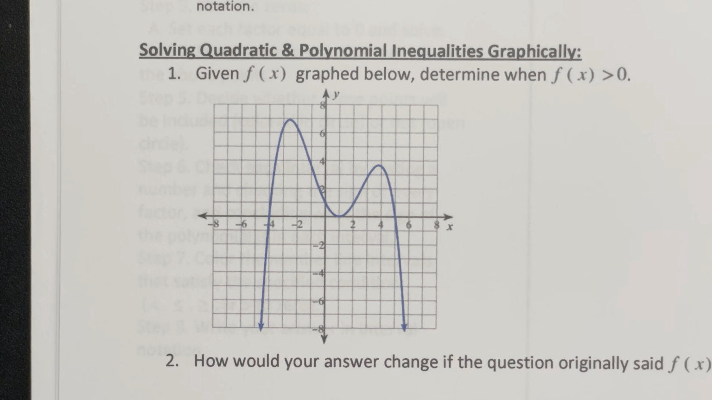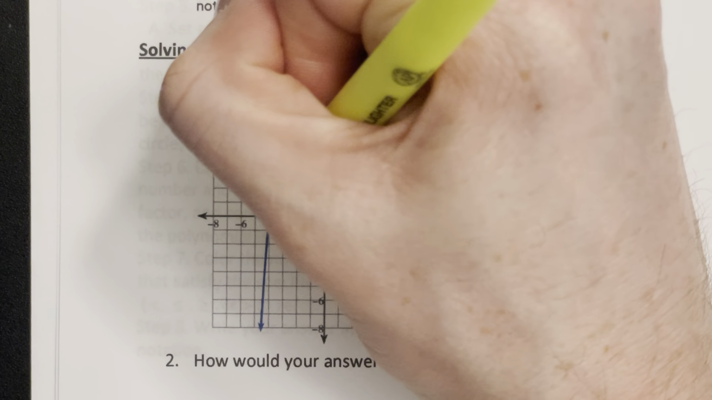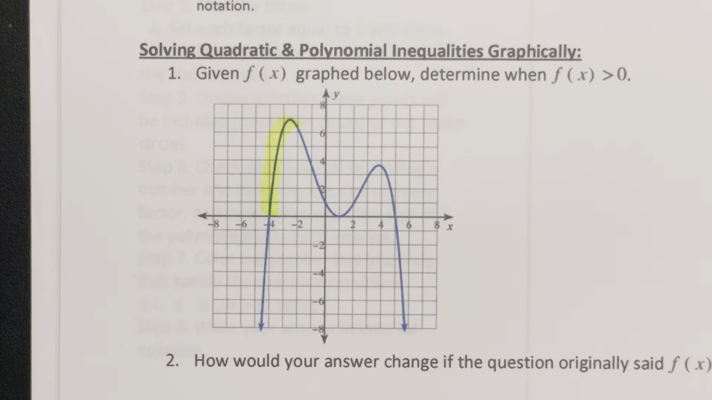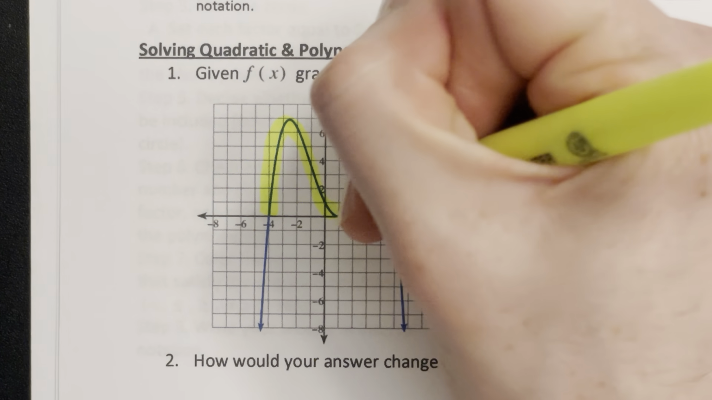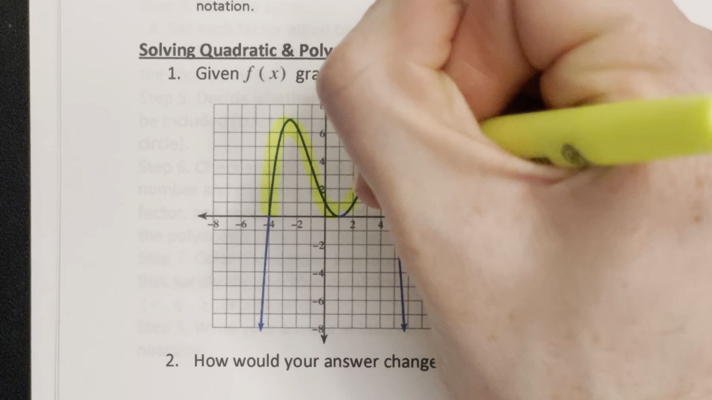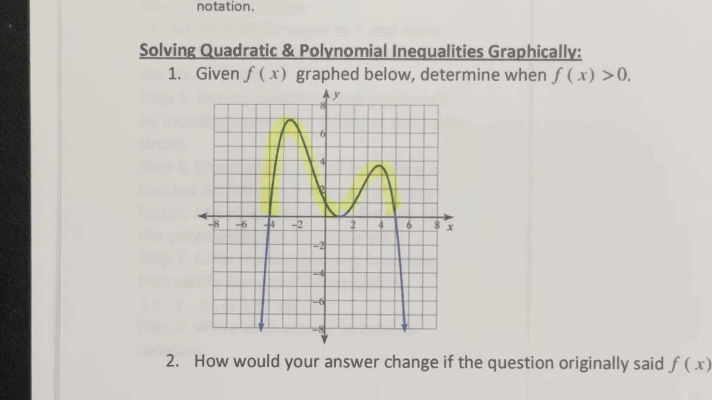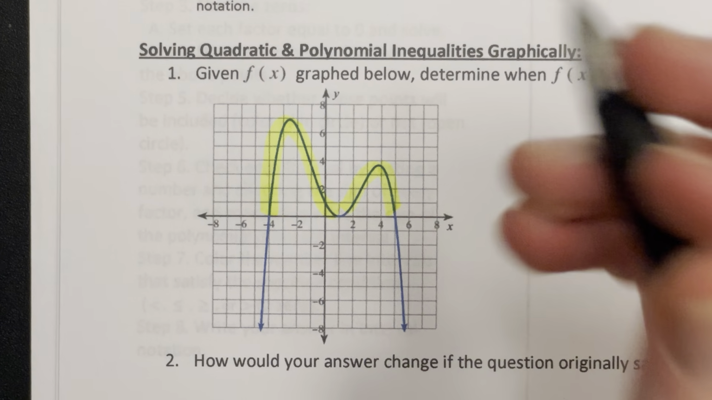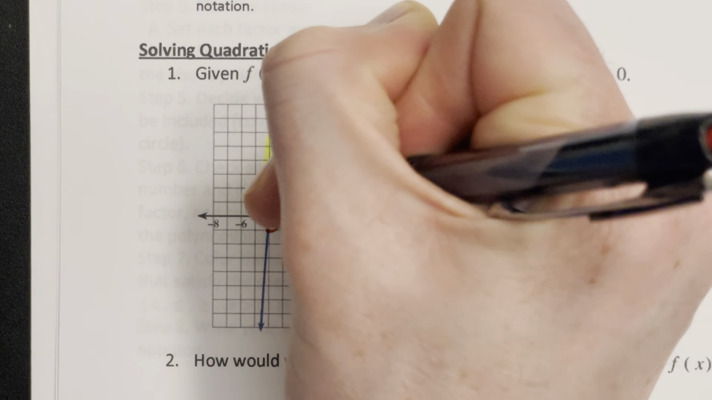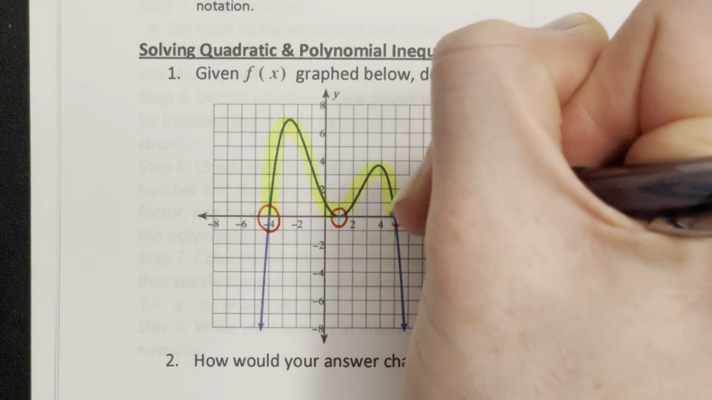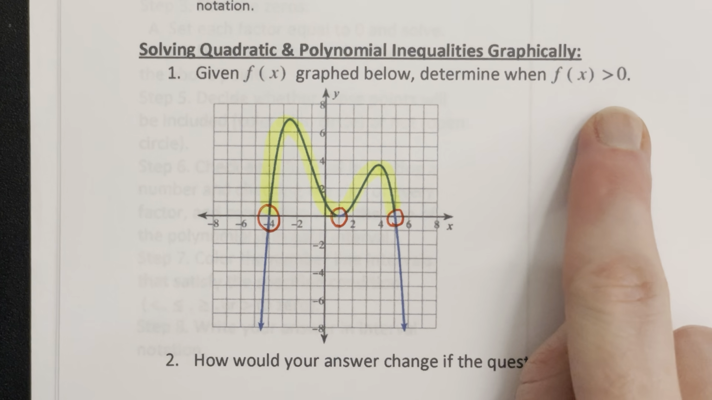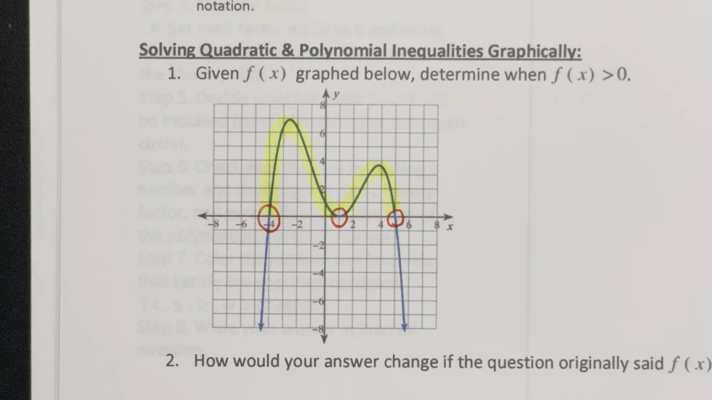If we had to determine when it's greater than 0, that's when it's above our x-axis. So we can start to see this section here is above 0, and then we have this section here above 0. There are two parts. Notice that it's equal to 0 at -4, and at +1, and at +5. This inequality doesn't care about when it's equal to 0. It only cares about when it's greater than 0.